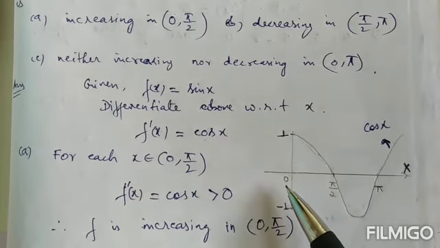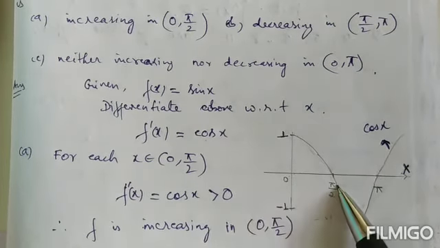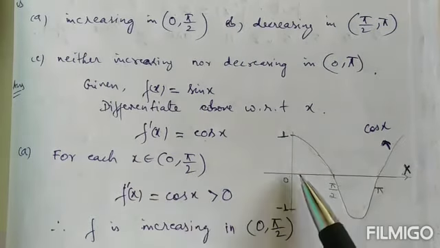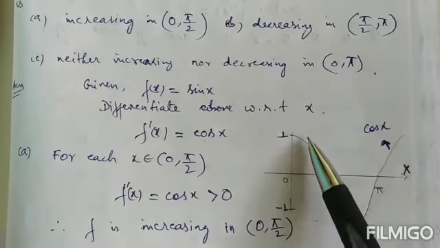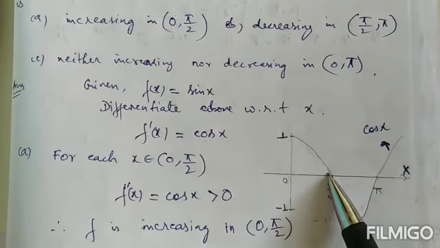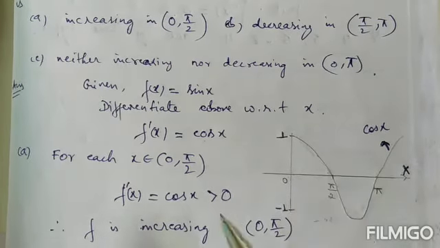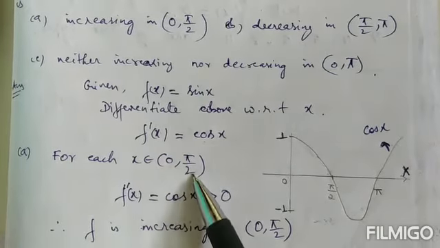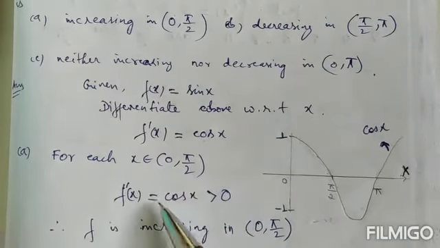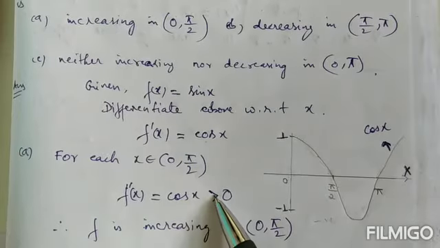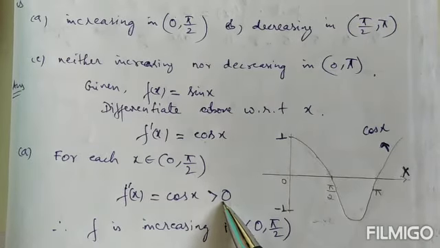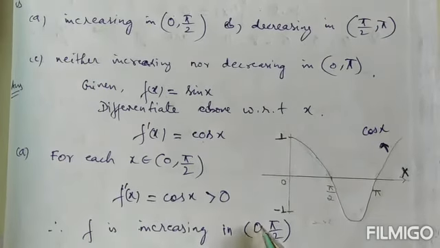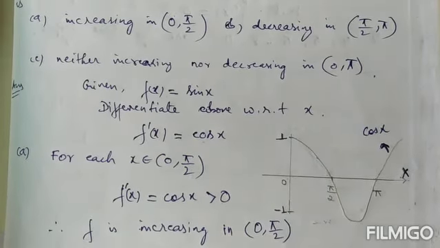Listen carefully. Look here, from 0 to pi by 2, this is what we have to do for number A. 0 to pi by 2, cos of x is above the x-axis. That means it is positive. So what I have written for number A is that for each x belongs to 0, pi by 2, f dash of x equal to cos of x is greater than 0, because it is above the x-axis. Therefore, f is increasing in the open interval 0 to pi by 2.